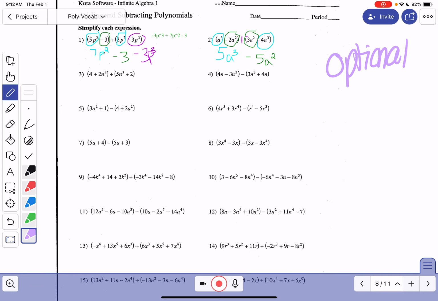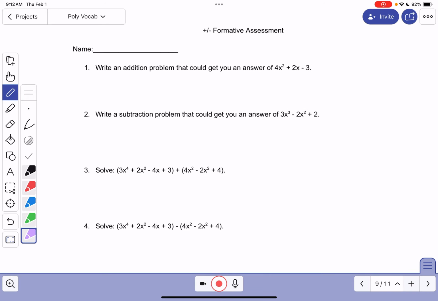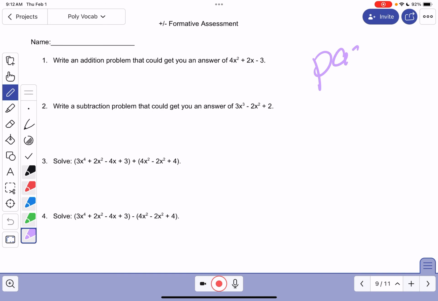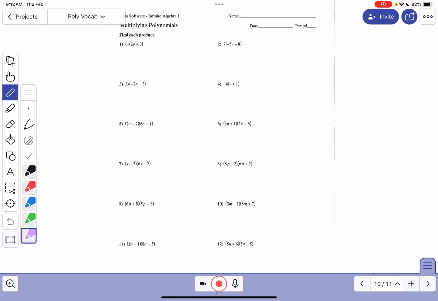This page is optional. If you feel good, you're going to move on to this formative assessment. It's on the back of a blank page. You're going to answer these 4 questions and pass this page in. So that's the black bin by my desk. That's going to get passed in when you're done. After you're done with that, we're going to go to multiplying.